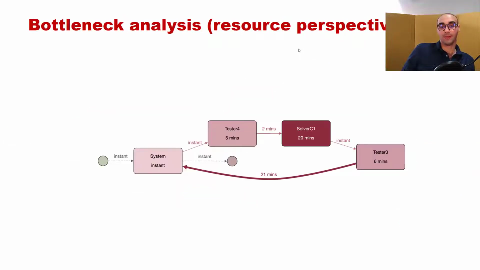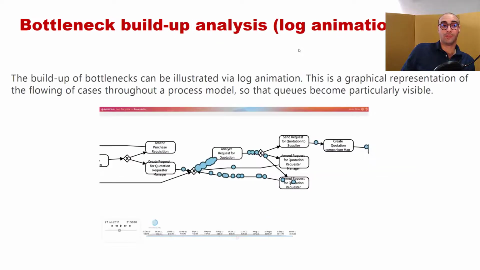The second perspective in which we can perform the bottleneck analysis is the resource perspective. We have a processing bottleneck for the resources, which are resources that take longer to execute the tasks. And we have the resource waiting bottleneck, which is the waiting time between one resource and the other. There should be a reason for that waiting bottleneck. We can also do the bottleneck analysis using the animation. We can draw the log animation using a priori, and then we can track the different bottlenecks where they build up inside the event log.